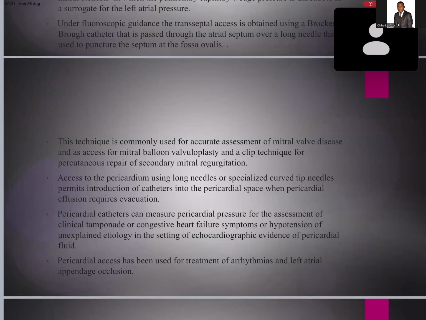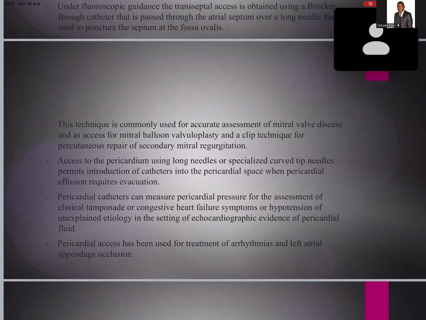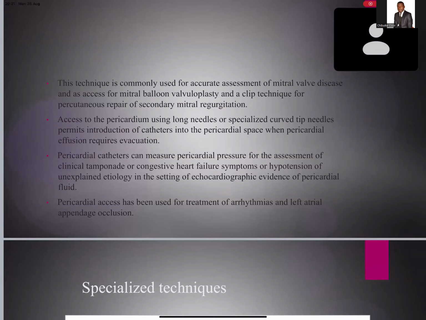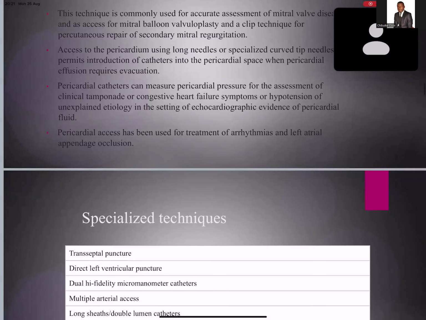Now, also access to the pericardium using long needles or specialized curved tip needles permits introduction of catheters into the pericardial space when pericardial effusion requires evacuation, especially when you have a large pericardial effusion to be cleared. Now, pericardial catheters can measure pericardial pressure for the assessment of clinical tamponade or congestive heart failure symptoms or hypotension of unexplained etiology in a setting of echocardiographic evidence of pericardial fluid. Pericardial access has been used for the treatment of arrhythmias and left atrial appendage occlusion as well.